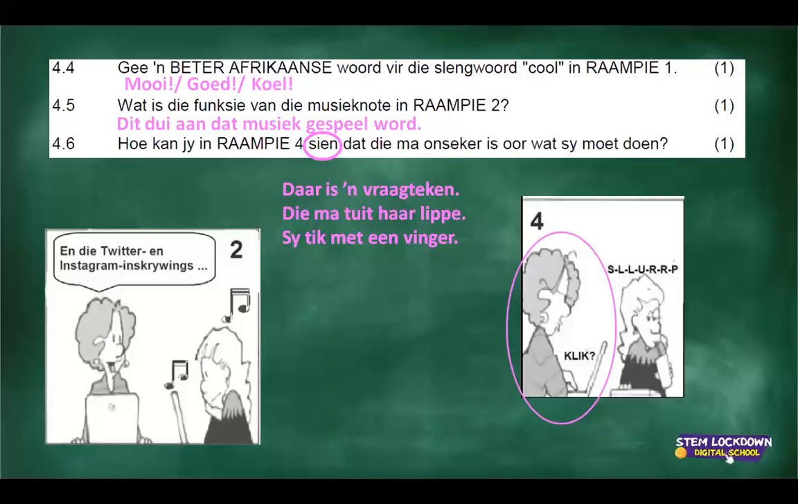Well done. Goed, dan. Vraag nummer 6, hoe kan jy in raampie 4 sien dat die ma onseker is oor wat sy moet doen? So remember, it is all about what you can see. So how can we see that this mom is unsure about herself, onseker? So daar is 'n vraagteken. Ons sien hom daar. Die ma tuit haar lippe. Look at her lips. En sy tik met een vinger. She's typing with one finger. Ek dink die vraagteken en dat sy tik met een vinger was die maklikste om neer te skryf as 'n antwoord. Yeah, the fact that there's a question mark and she's typing with one finger is most probably the easiest way to express that you can see that she's unsure about what she's doing.